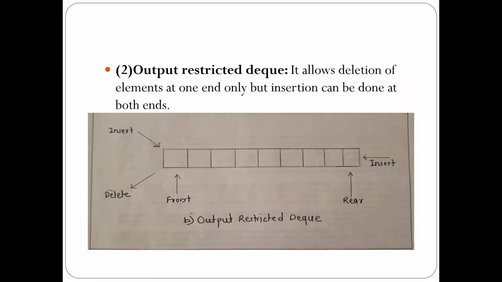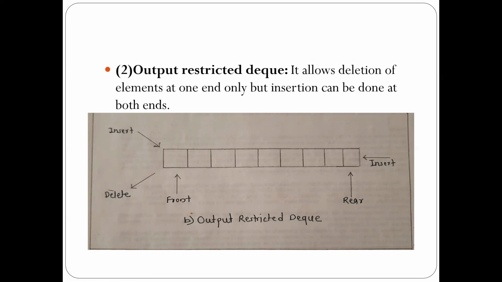The second type of the DQ is the output restricted DQ. As the name indicates, the output restricted DQ allows deletion of elements at one end only, and that end is the front end, obviously, but insertion can be done at both the ends. If you are able to see here, insertion is shown at the front end, and at the rear end also insertion is shown, but deletion is only possible from the front end.